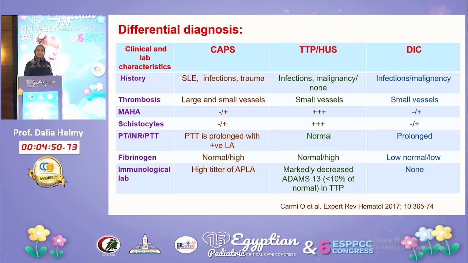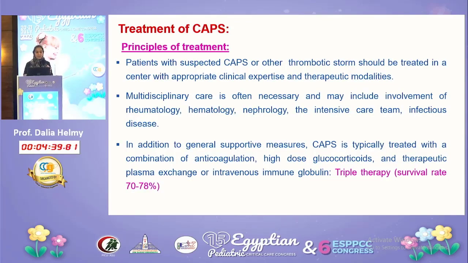And this is very important to characterize the primary TTP, because patients with antiphospholipid antibody syndrome might have mild acquired deficiency of ADAMTS13, and DIC there is none.